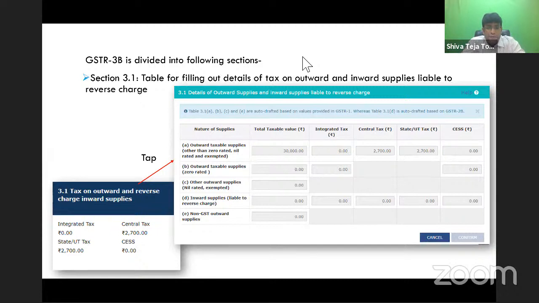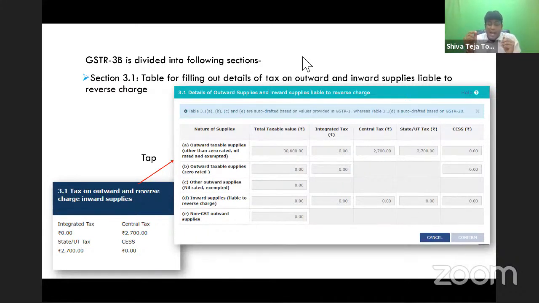Sir, can a local manufacturer claim refund of credit for ITC in the credit ledger for inverted duty structure? Yes, for inverted duty structure, refund can be claimed. But let me tell you, inverted duty structure is one such case where the rate of tax on inputs should be higher than the rate of tax on output.